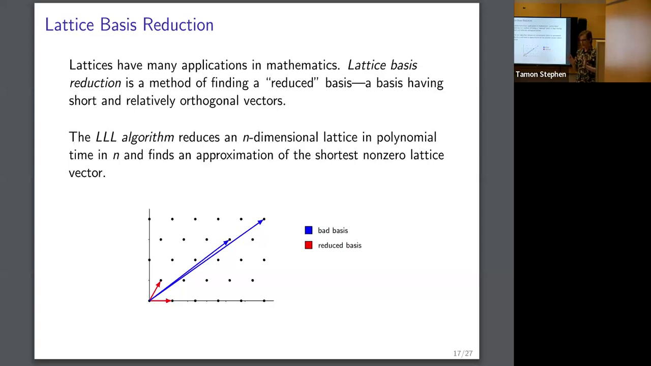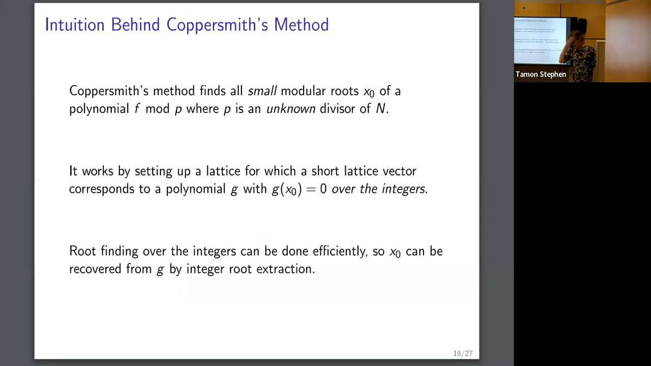The reason lattice basis reduction is so effective is because we have algorithms which can provably find very good bases. They're not going to be the optimal basis, but they're good enough for many applications. In particular, LLL, an algorithm from the 1980s, will run in polynomial time in the dimension of the lattice. As large as you take n, the dimension, it's still going to run in polynomial time in n. It's going to give you a vector which is an approximation of the shortest non-zero vector in the lattice. In this case, you would find one of the red vectors. So this is how lattice basis reduction is going to be used in Coppersmith's method.